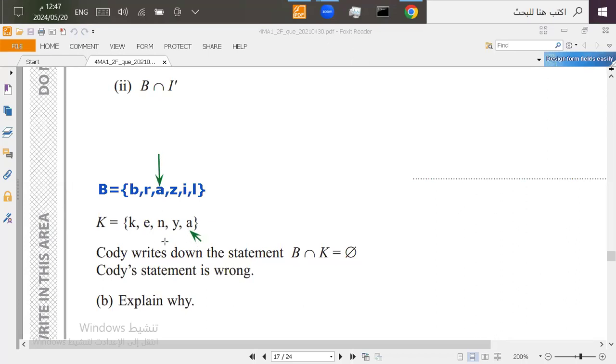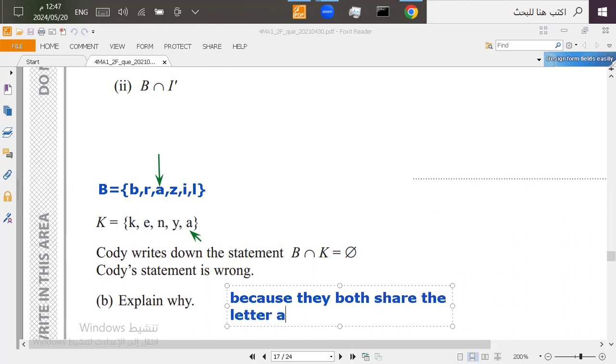Good. So this is one of them. And that's it. The A only, I'm sorry. So because we have the A in common, it means this is not a phi. He said it's a phi. It's an empty set. So here in the explanations, we're going to say because they both share the letter A, for example. This is one of the explanations that you can write because both of them have the letter A. And this is how you answer a question like this. Now let's move on to the next question.